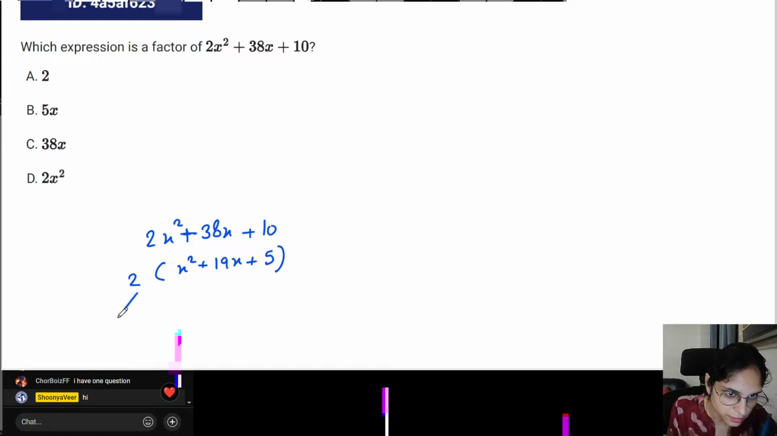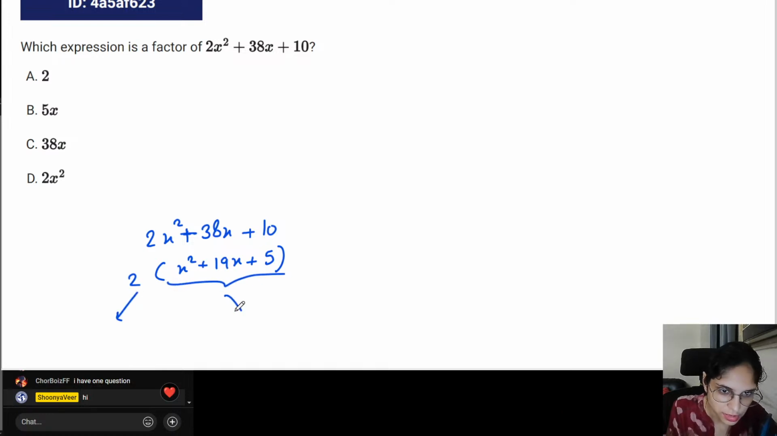Now the factors are, this is a factor, and this entire thing is a factor. If you want, you can further simplify it, but we can see this is not further simplifiable because 5 is 5 and 1. So here it should be either 4 or 6. It's 19. You cannot get 19 from 5. So our answer is 2.